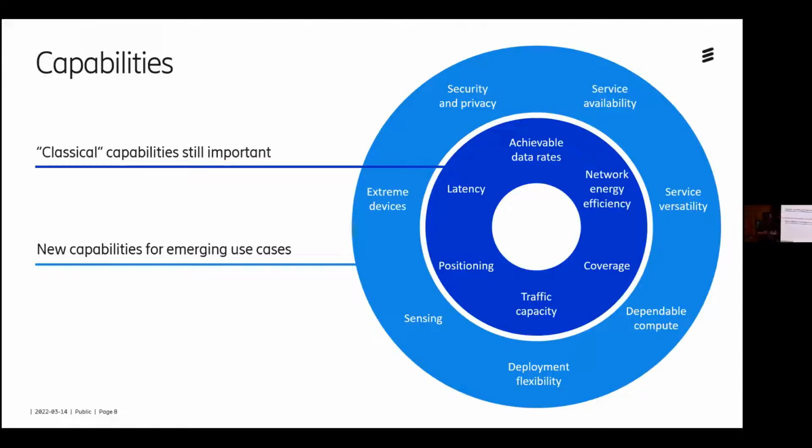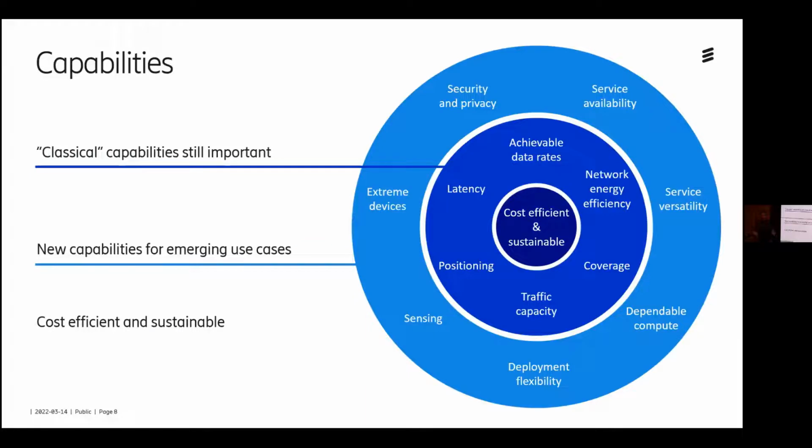And the last example of a new capability is extreme devices, in particular for very low-end IoT applications. There are a lot of applications where you really want a super low cost of your device, very low power consumption, way below what we can do today with today's IoT standards. So that's one example of an extreme device.